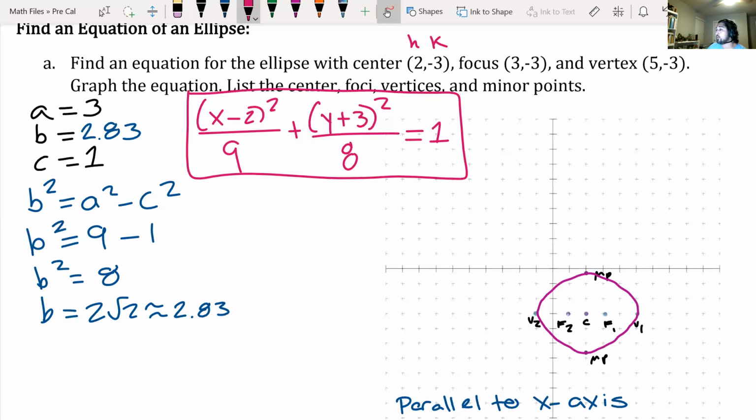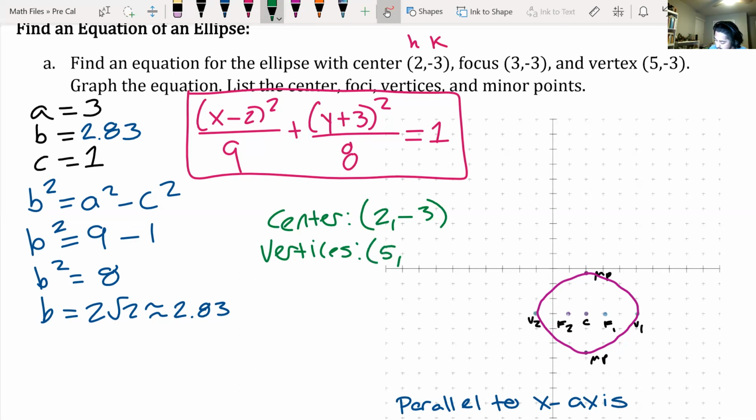All right. That is the equation that represents this ellipse. And now, once again, just label everything we have. The center's at 2, negative 3. Vertices are at 5, negative 3, and negative 1, negative 3. No shortcutting that. And then the foci are going to be at 3, negative 3 and 1, negative 3.